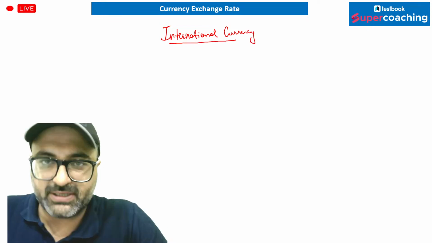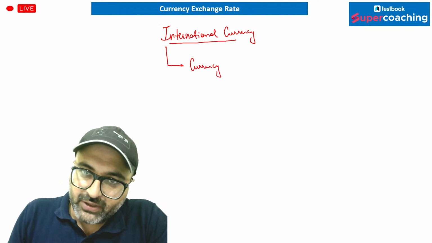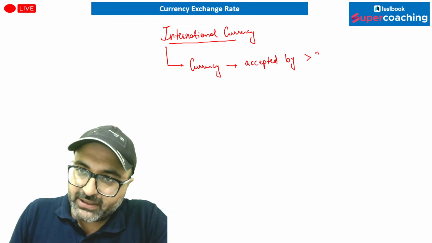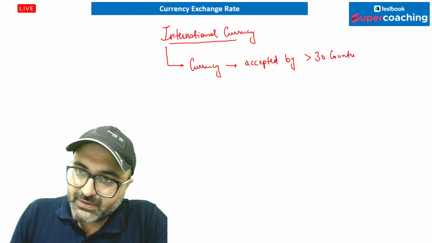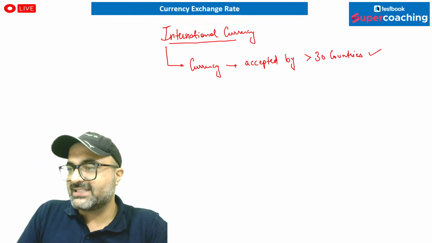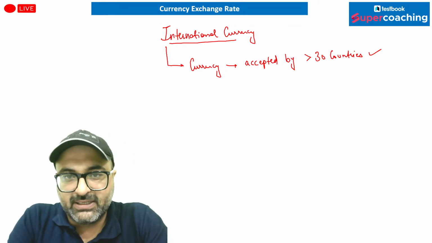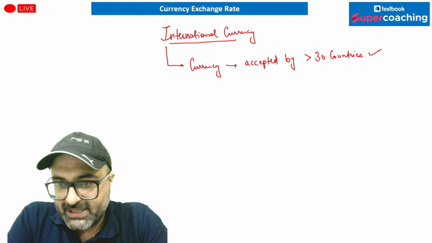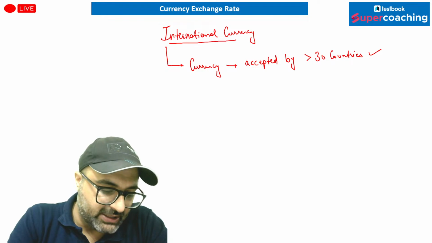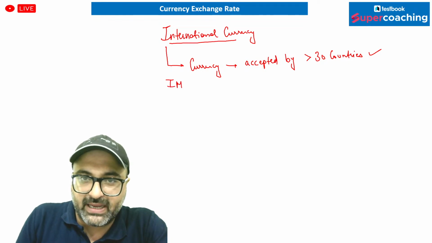सर इंटरनेशनल करेंसी इज द टर्म गिवन टू द currency which is accepted by greater than 30 countries all over the globe. अगर किसी करेंसी को 30 से ज्यादा देश accept करते हैं, then we call that particular currency international currency. ठीक है जी. This designation is given by IMF.